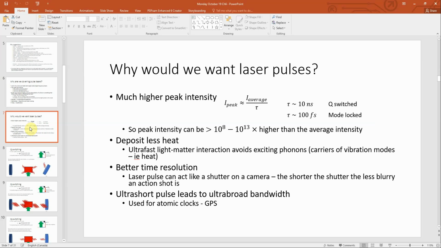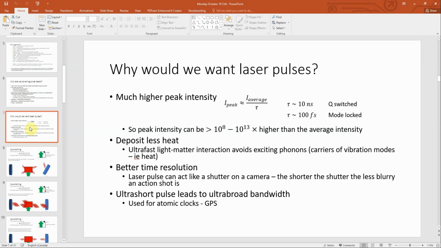If you also want to do time resolution experiments, so if you want to see how something is evolving as a function of time, which is something that I'm interested in doing, laser pulses can act like a shutter on a camera. So if you have an action shot, somebody running or something like that, and you have a really long shutter, this person is going to look really blurry. But if you have a really short shutter, then this person can have a really crisp image. And that's the same thing with laser experiments. If you have a really short pulse, you can have better time resolution for what's going on.